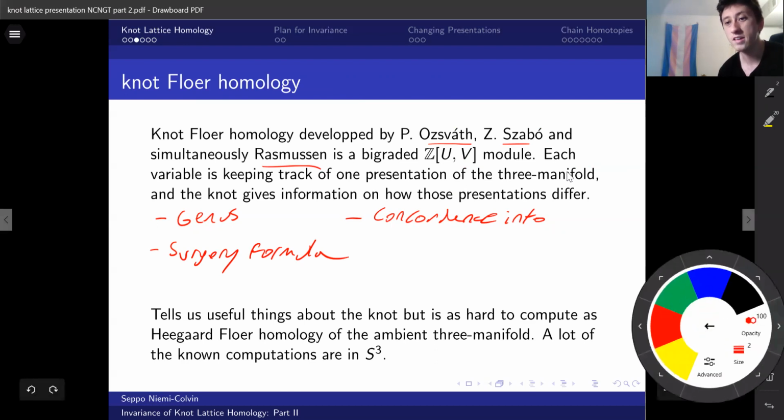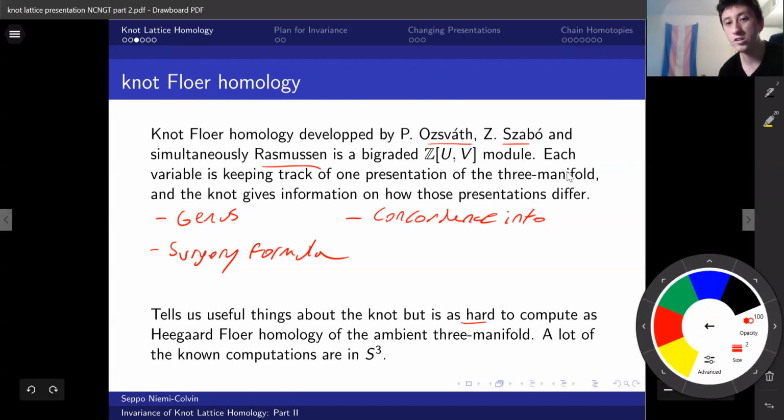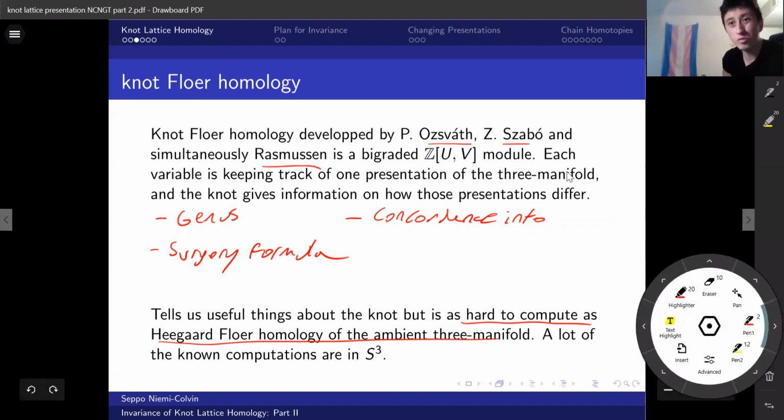However, it is as hard to compute as the Heegaard Floer homology of the ambient three-manifold, because it contains inside of it two presentations of the three-manifold. So it has to be at least as hard as having one presentation. And as such, a lot of known computations are in the three-sphere. There are a lot of computations, but a lot of them are in the simplest three-manifold, so you can keep the three-manifold contribution to the difficulty simpler.